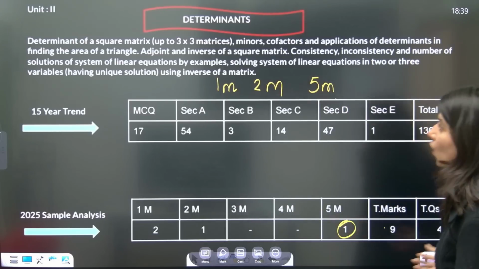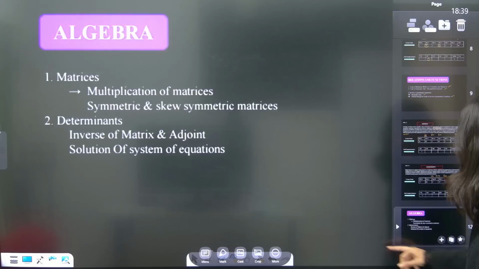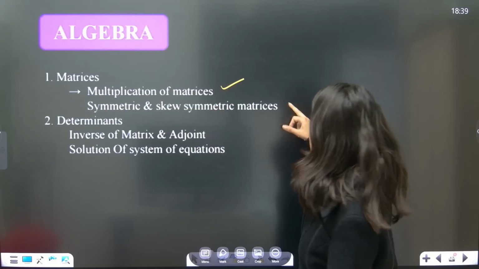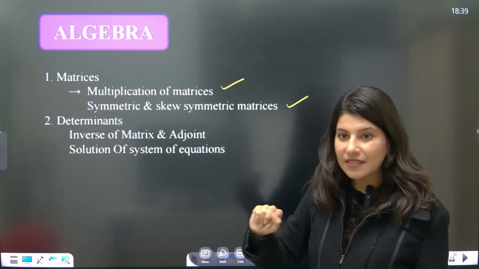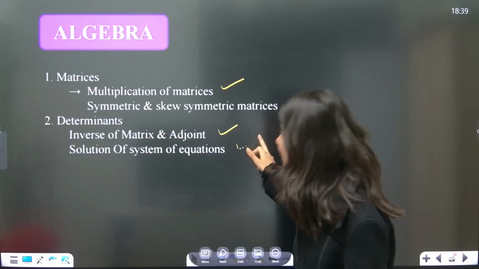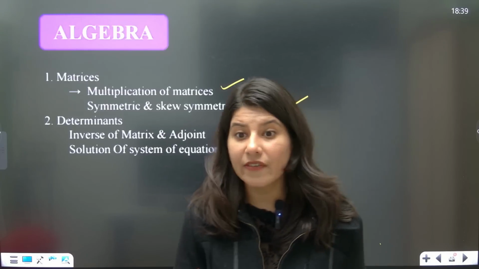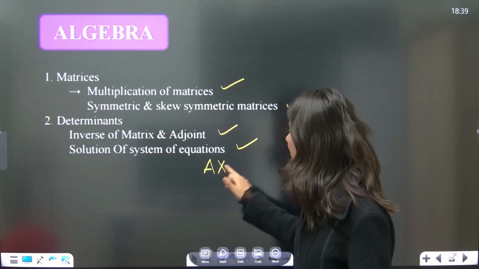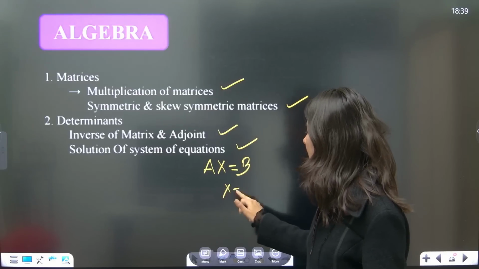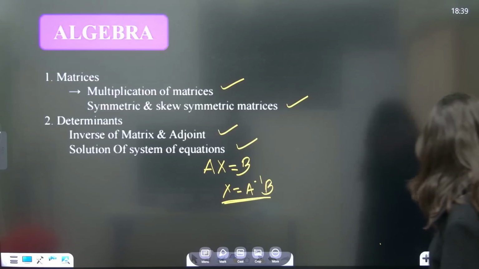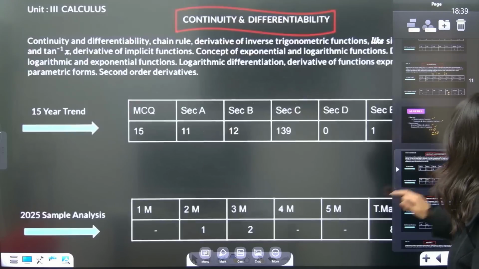What are the important topics from matrices and determinant? So you can see multiplication of matrices, symmetric and skew symmetric matrices, inverse of a matrix and properties of adjoint are important, and solution of system of equations is very important. 3 equations, 3 unknowns is given. Ax equals B type and x will be A inverse B. This is what you need to solve. Okay, matrices and determinant, algebra done.